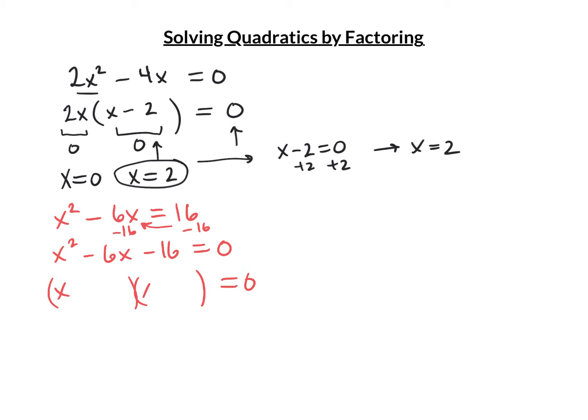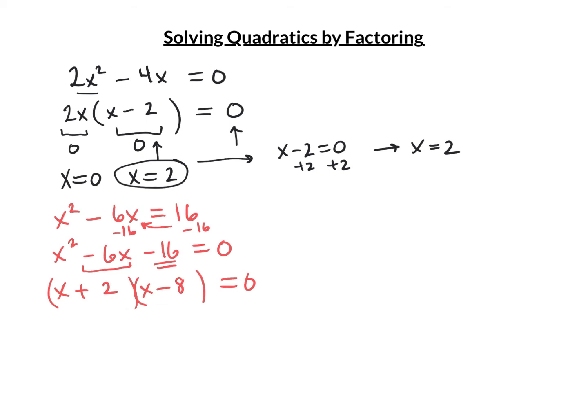X times x makes x squared. This number times this number makes negative 16. It's got to be a positive and a negative. I need two numbers that multiply to 16, and they subtract to 6, which would be 8 and 2. But really, when I place them, they've got to add to negative 6. So make 8 and 2 add to negative 6. That'd be negative 8 and positive 2.